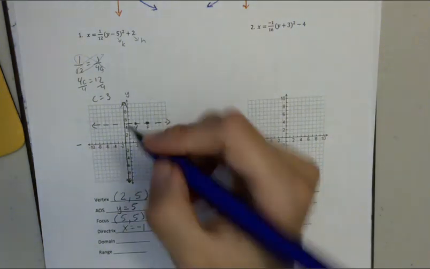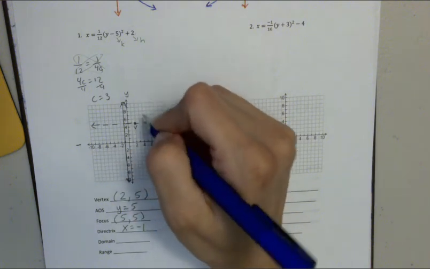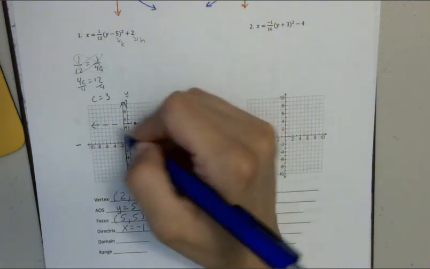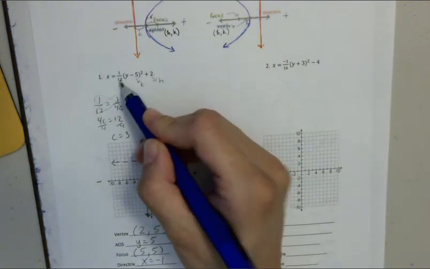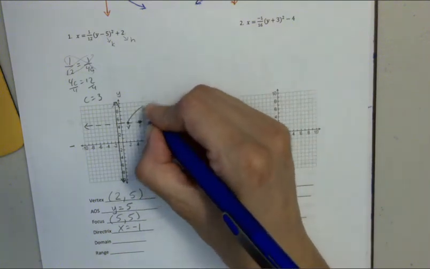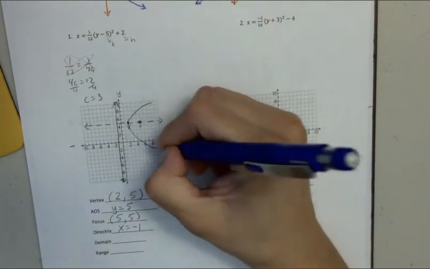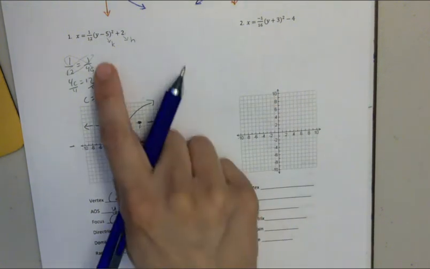All right, so we just need to sketch this. We're not concerned with the actual points here. We're just concerned with whether it's open to the right or to the left. But since I do know that it's a fraction, 1/12, it means it's going to be a wider parabola. So I'm just going to go ahead and sketch a wide parabola like this. And it would open again to the right because we know it's positive.